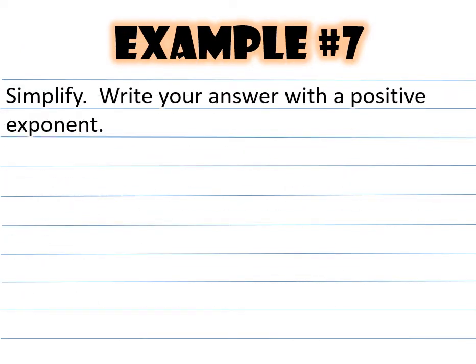Example number 7. Write your answer with a positive exponent. 3 to the second times 5 to the second times 3 to the sixth times 5 to the third. So I'm noticing that we have 3 to the second power and we have 3 to the 6th power. Since those have the same base, we can put it together and call it 3 to the 8th power.